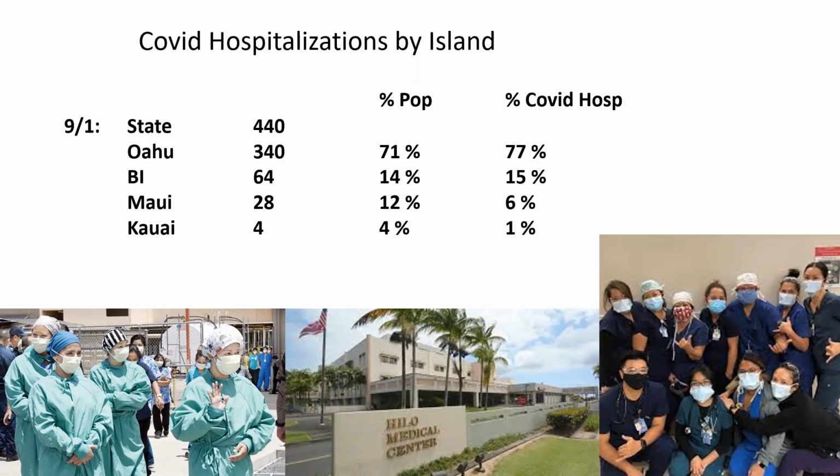So for the state, we're around 440. Oahu, we're around 340. So Oahu's population is about 71% of the state. Right now, we have about 77% of the COVID hospitalizations. So we have slightly more than expected, based on our population. But we also have a lot more healthcare capacity on Oahu.